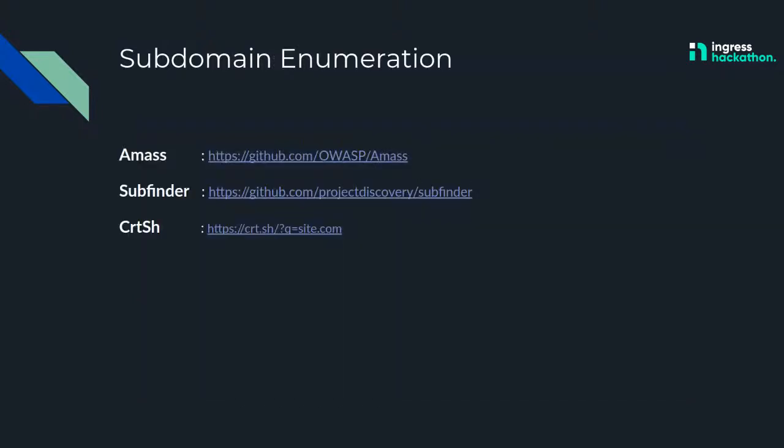You could use many tools. Some of the tools which I use are Amass, Subfinder, and CertSH. CertSH is a website which you can use for subdomain enumeration. And Amass is one of the tools from OWASP. In today's session, I'll be showing how to use Amass for subdomain enumeration.